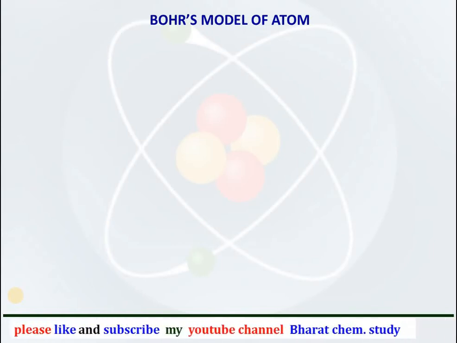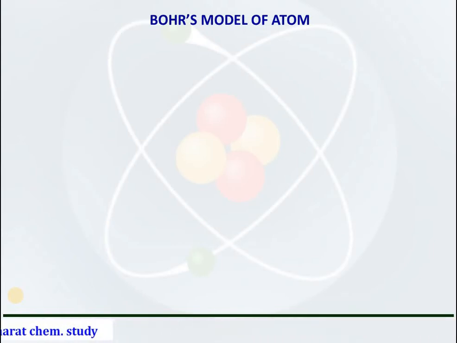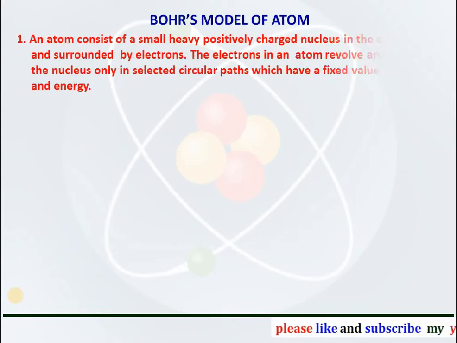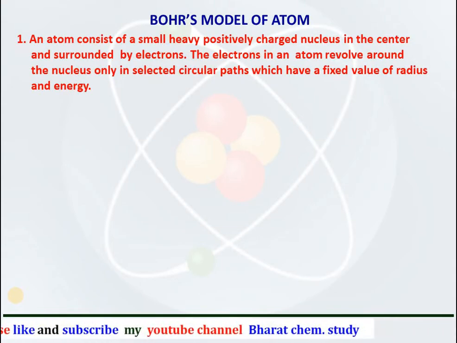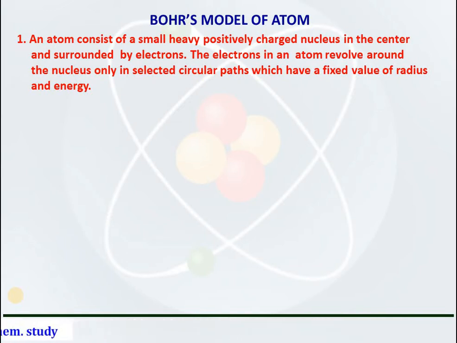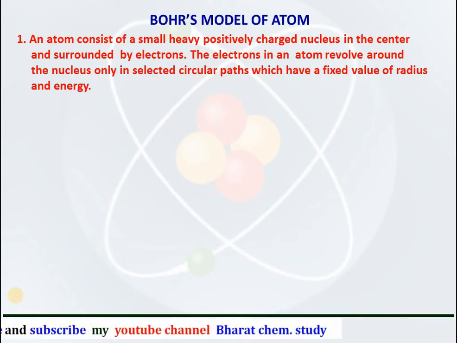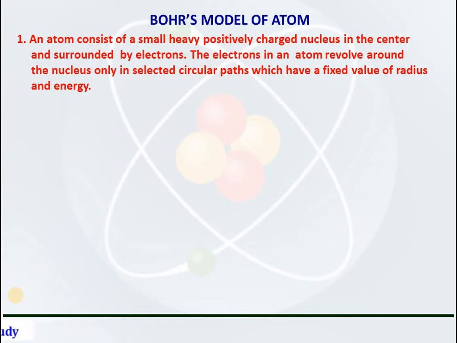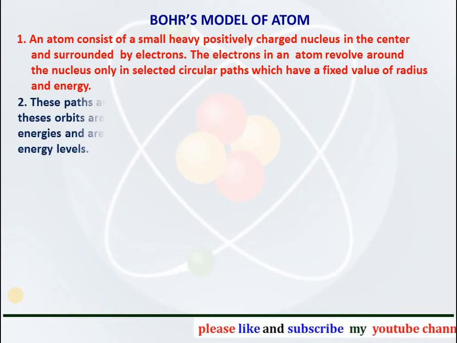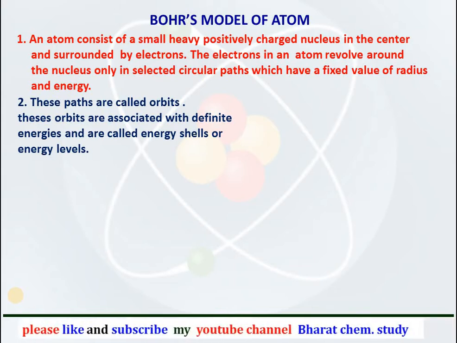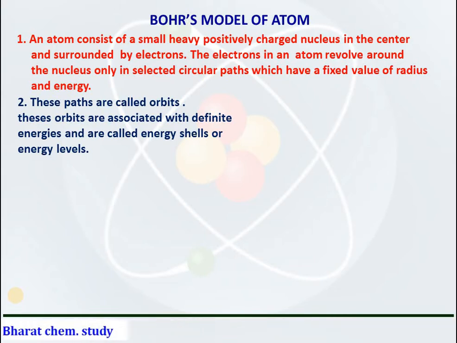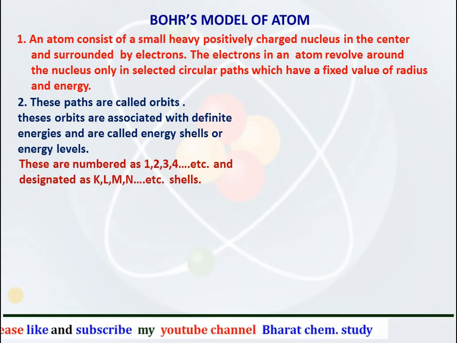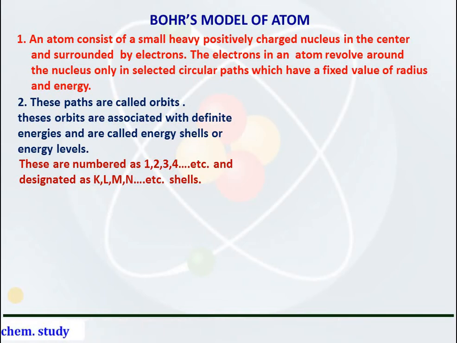Bohr model of atom. To overcome the drawbacks of the Rutherford model of atom, Bohr gave his model of atom as follows. An atom consists of a small, heavy, positively charged nucleus in the center, surrounded by electrons. The electrons in an atom revolve around the nucleus only in selected circular paths which have a fixed value of radius and energy. These paths are called orbits. These orbits are associated with definite energies and are called energy shells or energy levels. These are numbered as 1, 2, 3, 4, etc. or designated as K, L, M or N shell, etc.